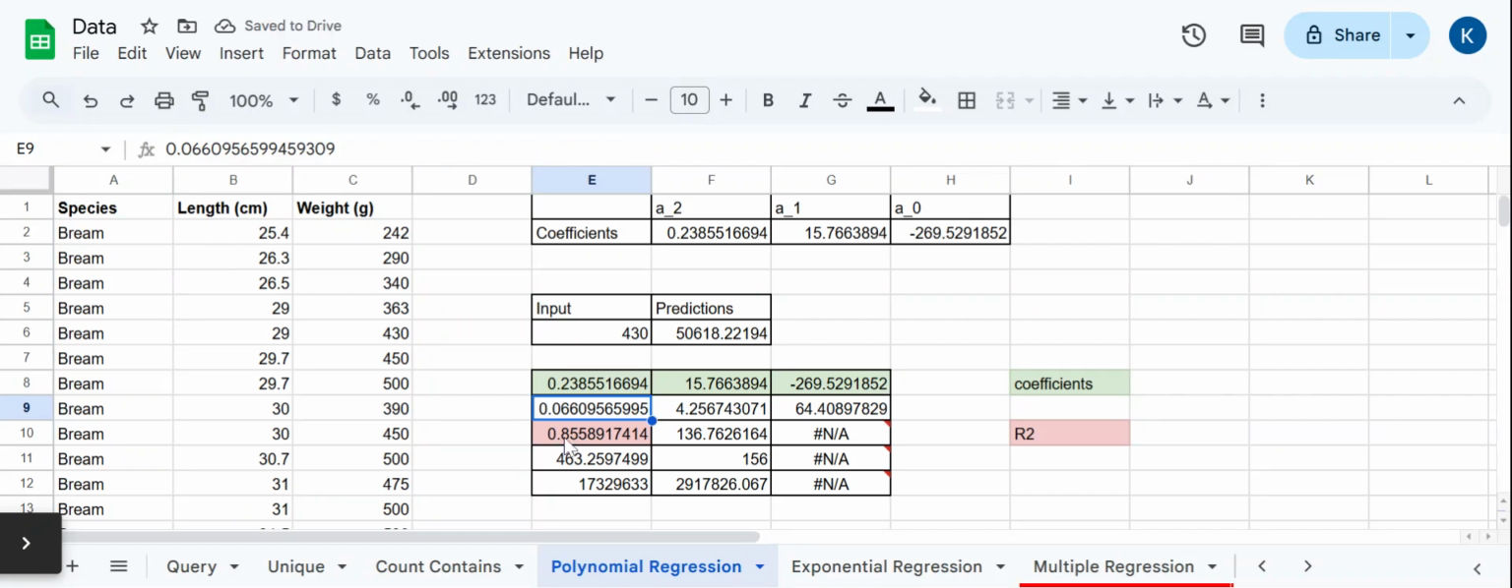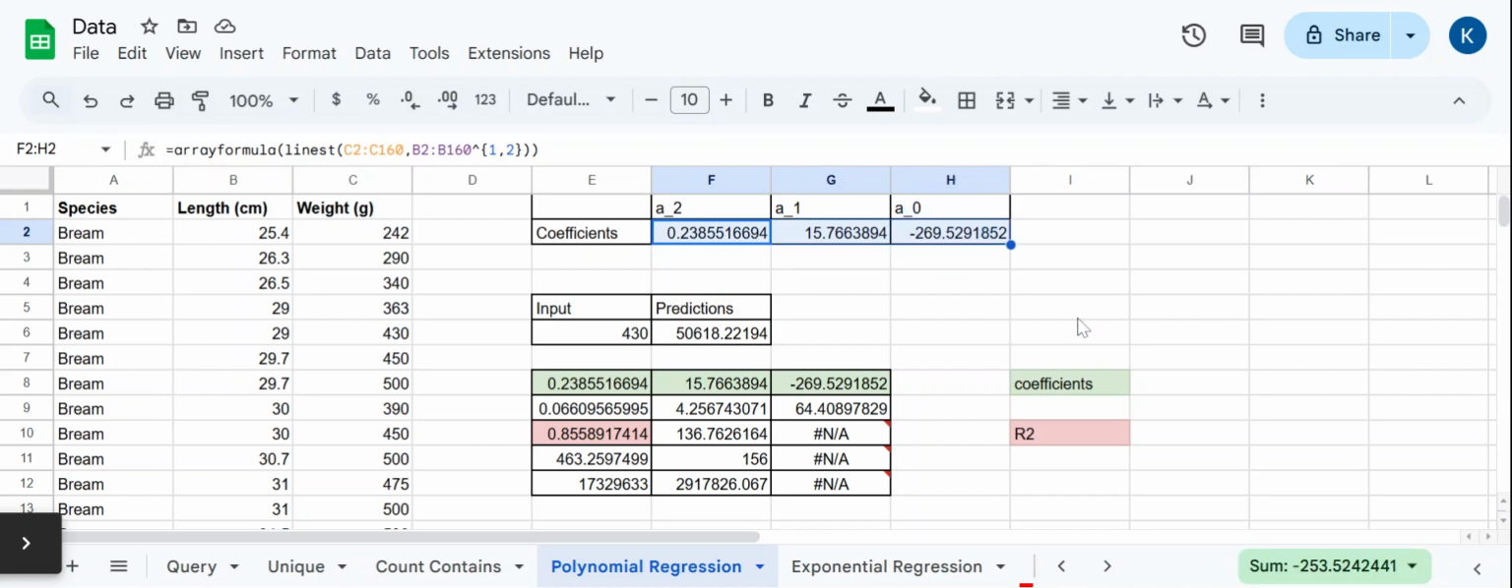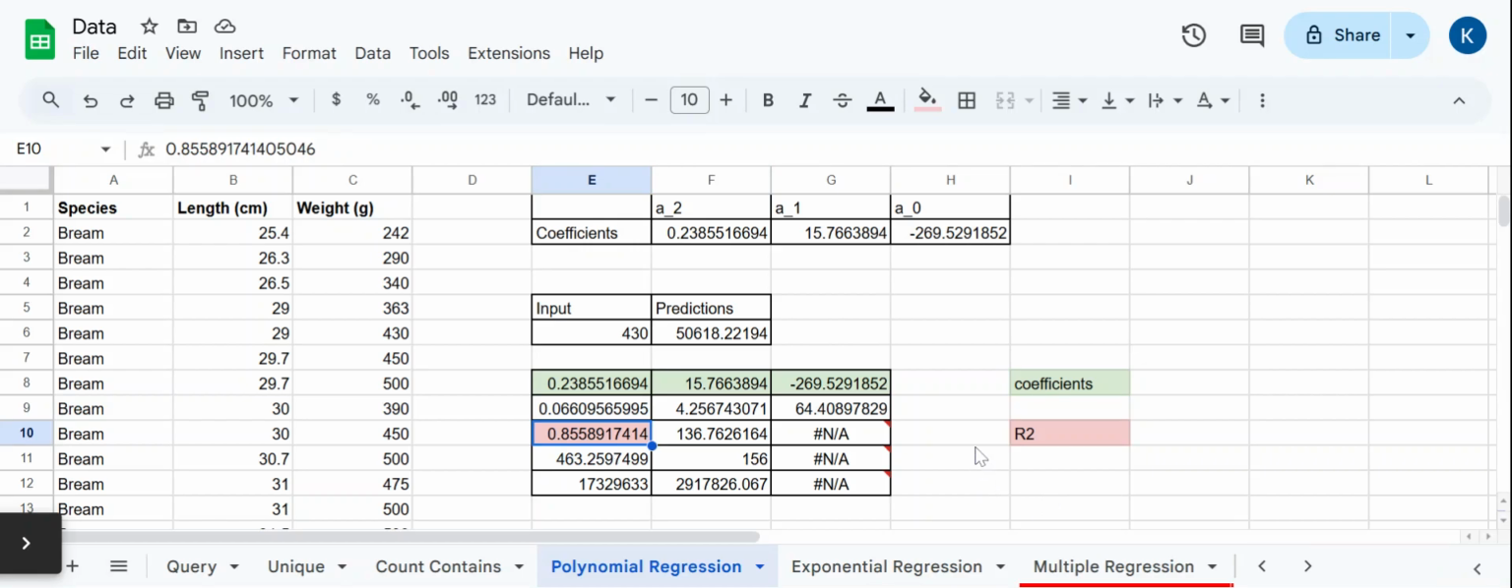Now, there are a whole bunch of decimals here. Most of them you don't need. The first three, the ones that I've highlighted in green, are the coefficients. They are the same values that we had up here. The next row is the standard error of each of those coefficients, which you probably will not need. The one I've highlighted in red is the r squared value, which you might find interesting.